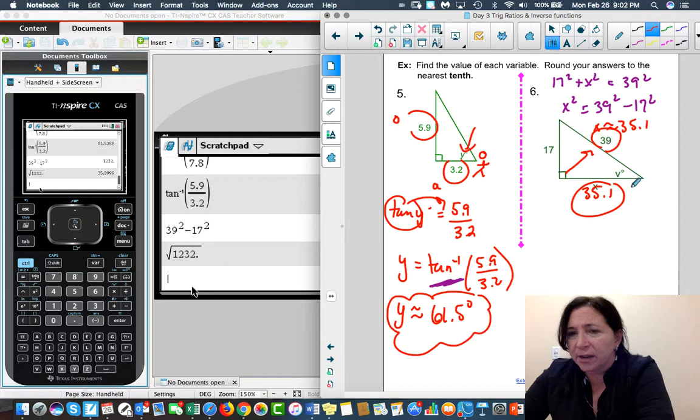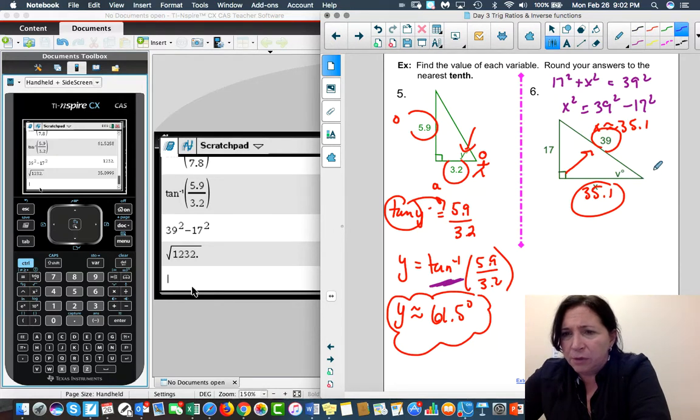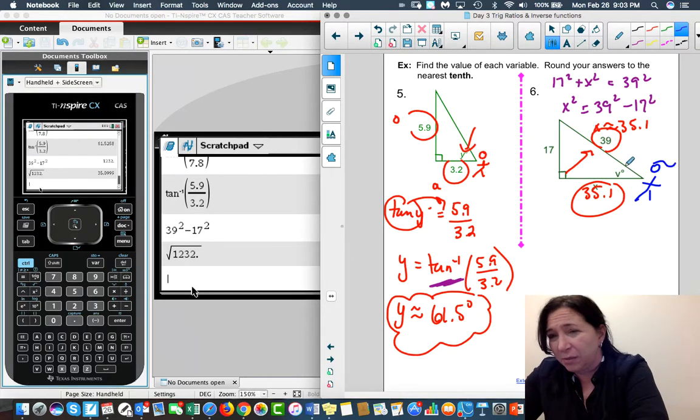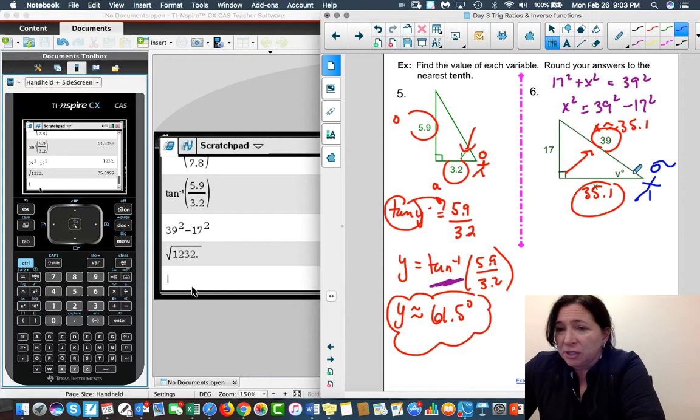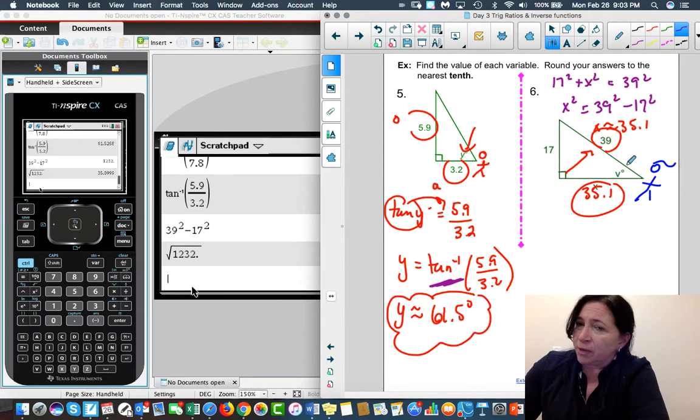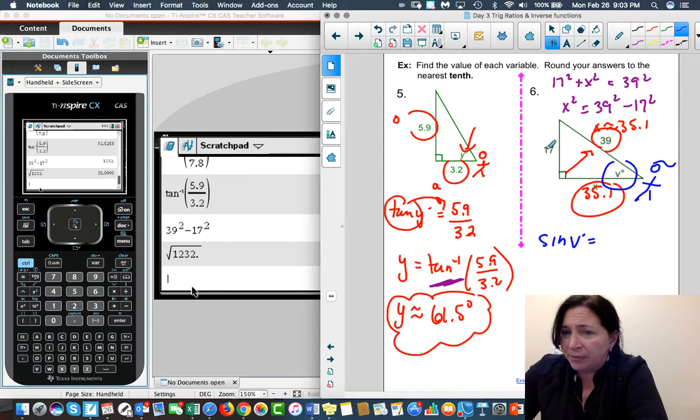Okay, so now let's find v. So you just have to decide what you want to do. You put yourself at v. You don't have to. I could be at a different angle, but since I'm trying to find v, let's do it. Let's see, I like tangent, so we could go opposite over adjacent. I also like sine, so let's do sine. So sine of angle v is equal to the opposite side over the hypotenuse, which is 17 divided by 39.